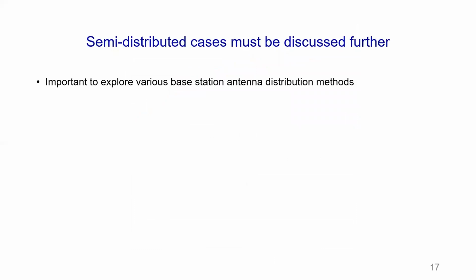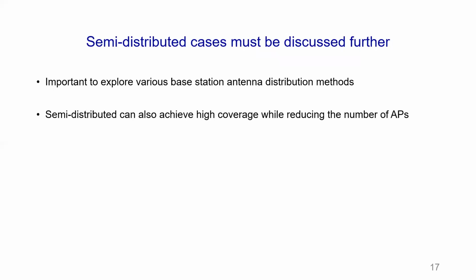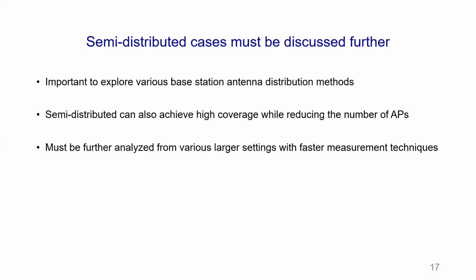To wrap up my talk, due to many uncertainties in the deployment of cell-free massive MIMO, it is important to explore various types of base station antenna distribution methods, especially how often and how many antennas we distribute per area. And from measurements as well as simulations, we show that semi-distributed massive MIMO can have similar coverage to the fully distributed MIMO and must be discussed further to optimize future cell-free massive MIMO systems. And for future work, we hope to continue this effort in various settings with faster time domain measurement techniques.